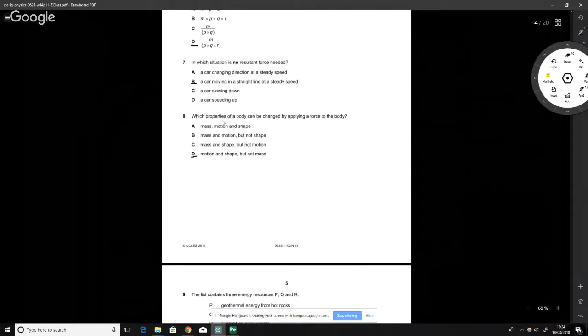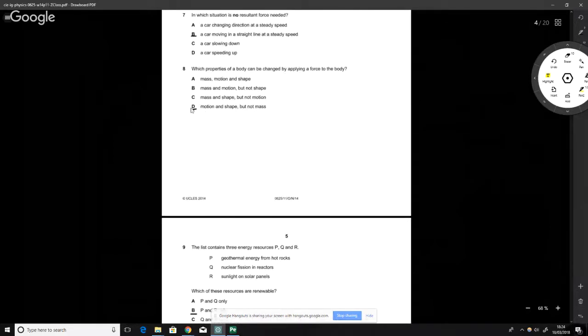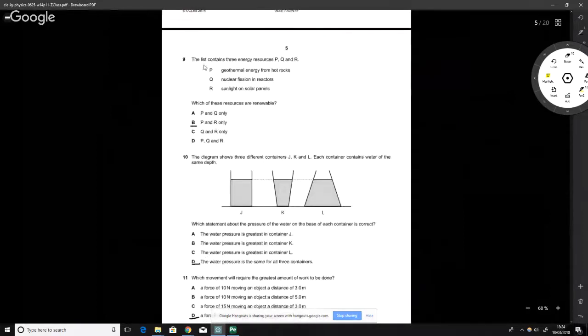Which property of a body can be changed by applying a force to the body? So we can change the motion, the shape, but not the mass. The option with the mass, the shape, but not the motion is wrong. Well, you can't change the mass with a force. So all of those are wrong, and the bottom one is therefore correct.